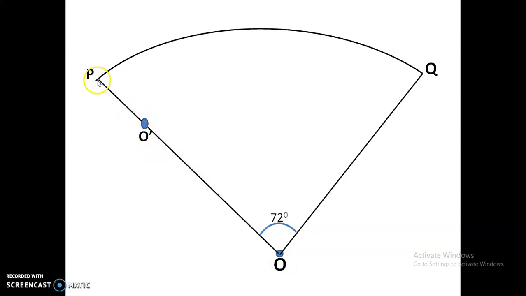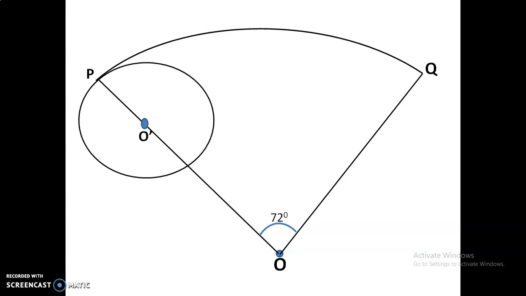So from point P to O dash, the PO dash distance. What is the PO dash distance? 20 mm. On the line OP, mark a point O dash such that PO dash is equal to the smaller radius, that is 20 mm. So with center O dash and radius equal to 20 mm, draw the rolling circle.